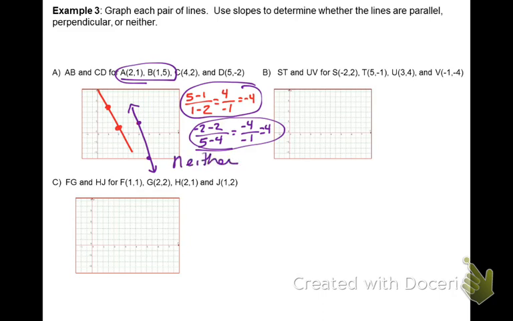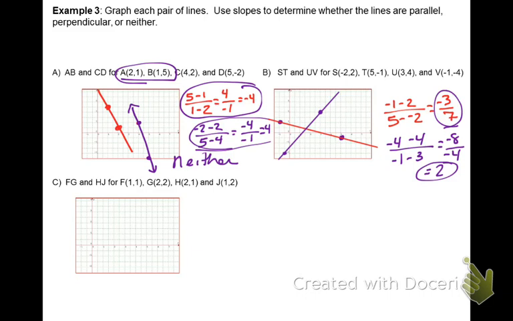So now why don't you do B for me and graph them. So if I graph them and then I check ST, the slope is -3/7, and UV has a slope of 2, and they don't have the same slope, so they're not parallel. They don't have opposites and reciprocals, so it's not perpendicular, so it's neither.